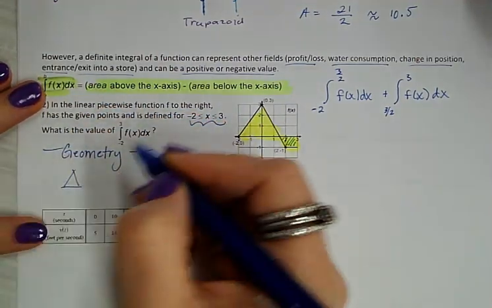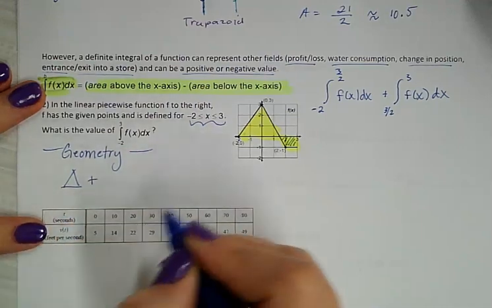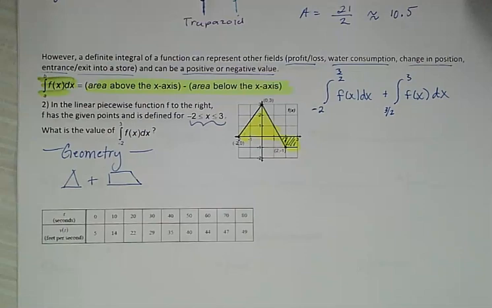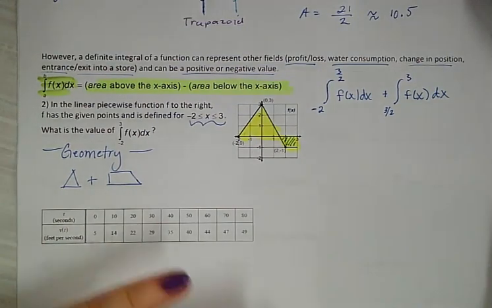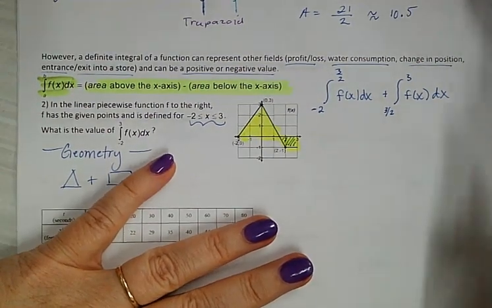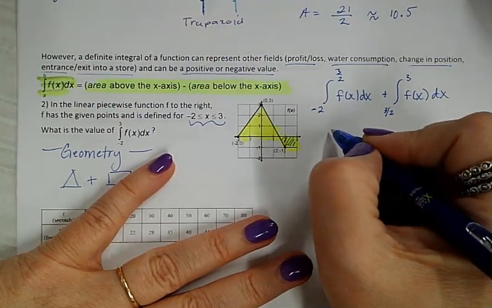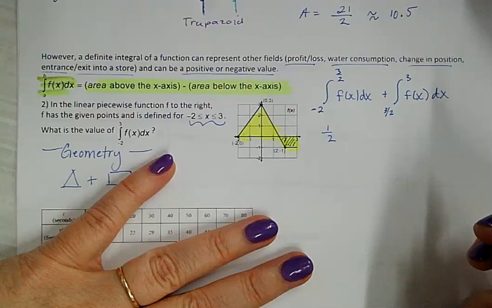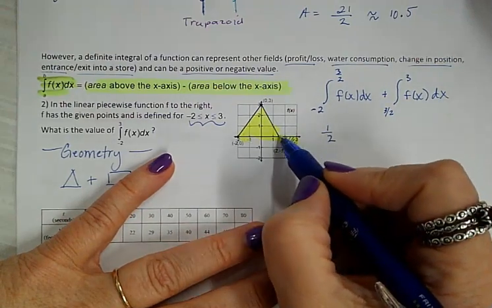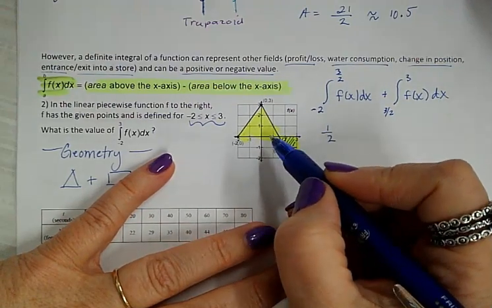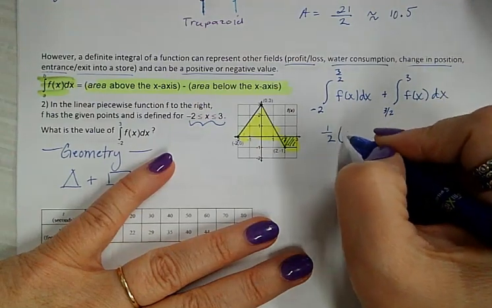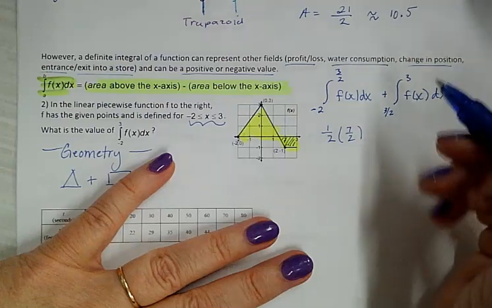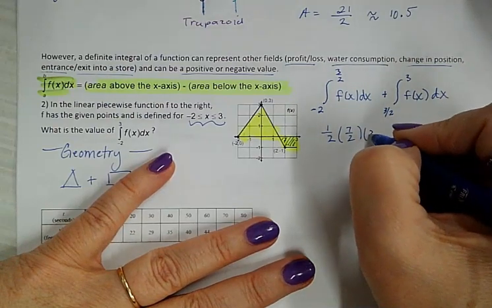So we have the triangle plus the trapezoid. All right, so let's find the area of the triangle first. So then I'm going to go 1/2. And so my base is going to go from here to here, which is 7/2. And then my height is going to go from here to here, which is 3.